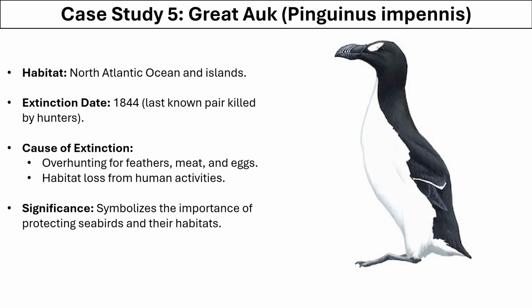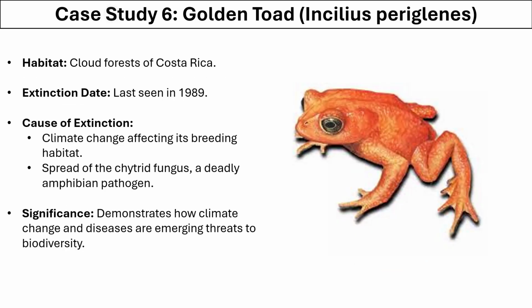The great auk was a native of the North Atlantic Ocean and islands, and it went extinct in 1844. Major reasons for its extinction were overhunting for feathers, meat, and eggs, and habitat loss from human activities. It symbolizes the importance of protecting seabirds and their habitats.